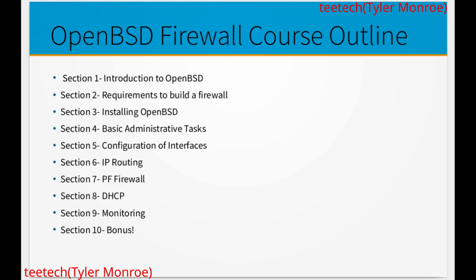This course is geared toward the beginner, and it runs for 10 sections. Over the course of those 10 sections, we're going to start with the very basic introduction to what OpenBSD is, and some things about it, all the way through things like the requirements you need to build a firewall, how to configure PF, some monitoring day-to-day, and then we're also going to have a bonus section with a few more topics in there to help you better secure your network using OpenBSD.